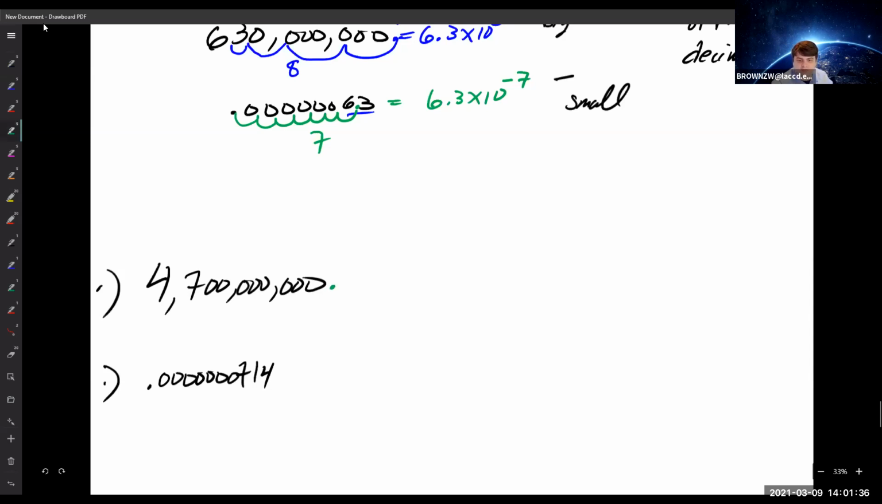Once again, starting off with the decimal place right here. That's 3, 6, 9. And then that would put the decimal right here, which is where I want it. So that would be 4.7 times 10 to the 9.